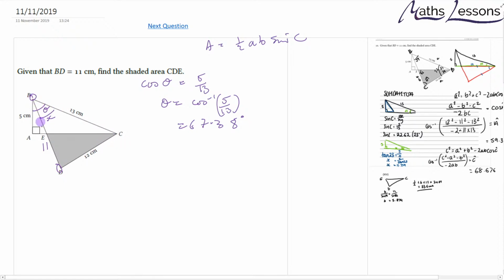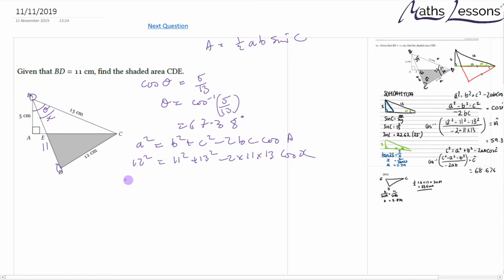Because we know that side, that side, and that side, we can use the cosine rule to do this. So we know from the cosine rule that a squared equals b squared plus c squared minus 2bc cos A, where a is opposite this angle. So this angle here, x, must be opposite the 12. So I'm going to have 12 squared equals this 11 squared plus this 13 squared, minus 2 times 11 times 13 cos x.